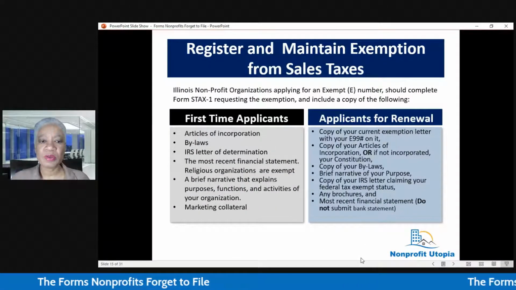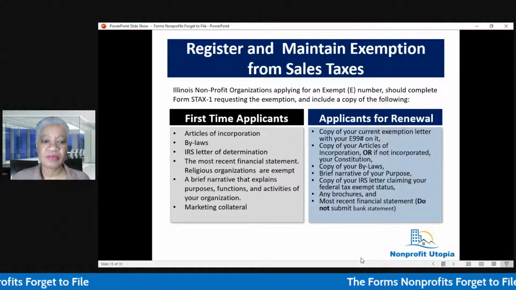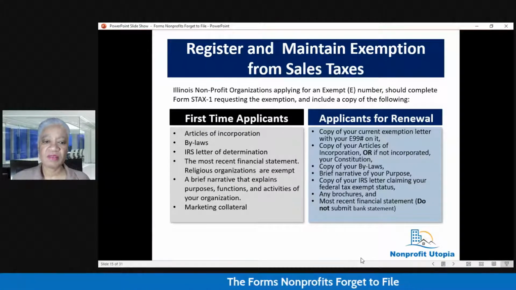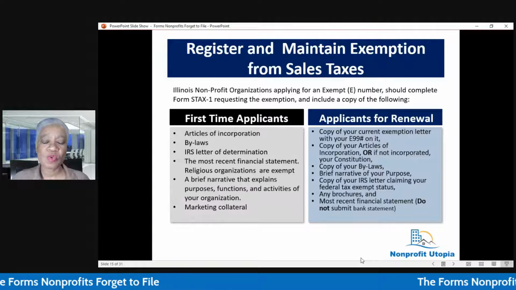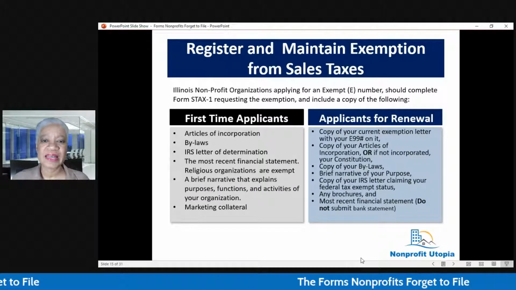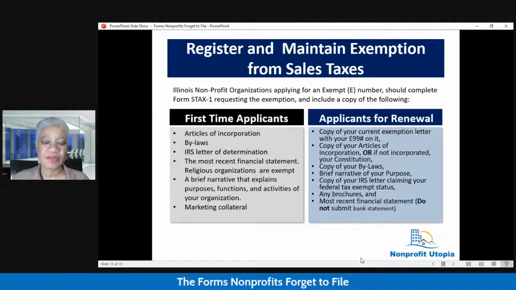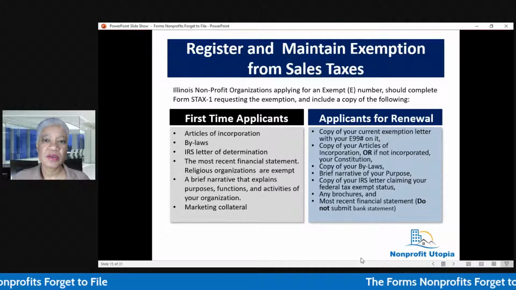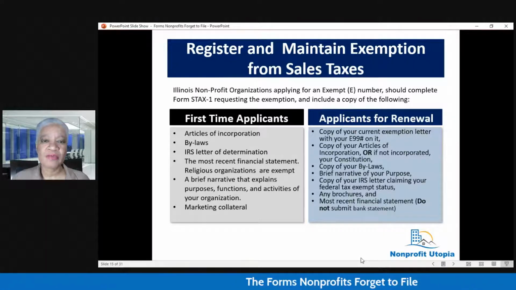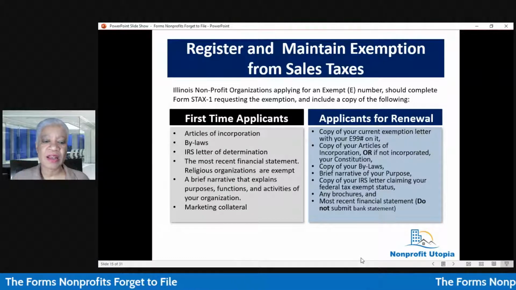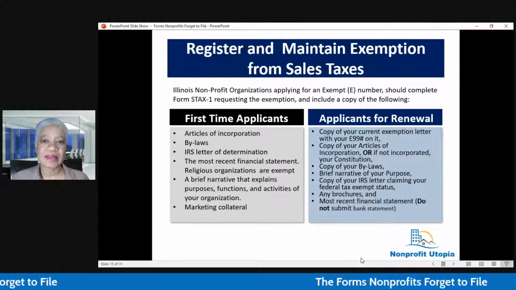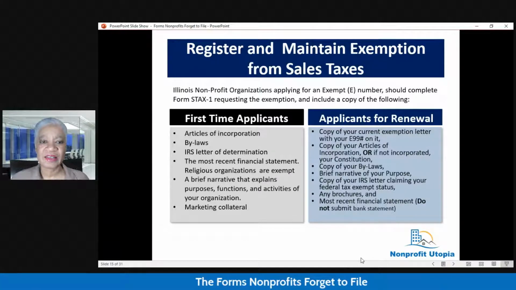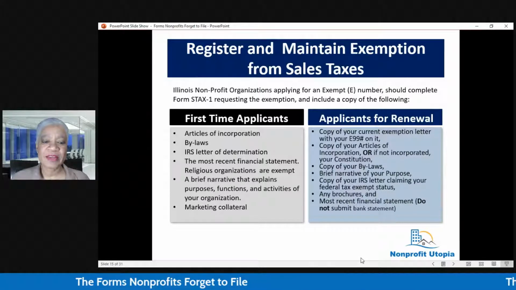Another form organizations forget to file is the form STAX 1, right? The form STAX 1 is for exemption from state sales tax, and this is for the state of Illinois. And when you apply for tax exempt status, you need to not only fill out that STAX 1 form, but you need to add your articles of incorporation, your bylaws, your IRS letter to show that you are tax exempt, your most recent financial statement.